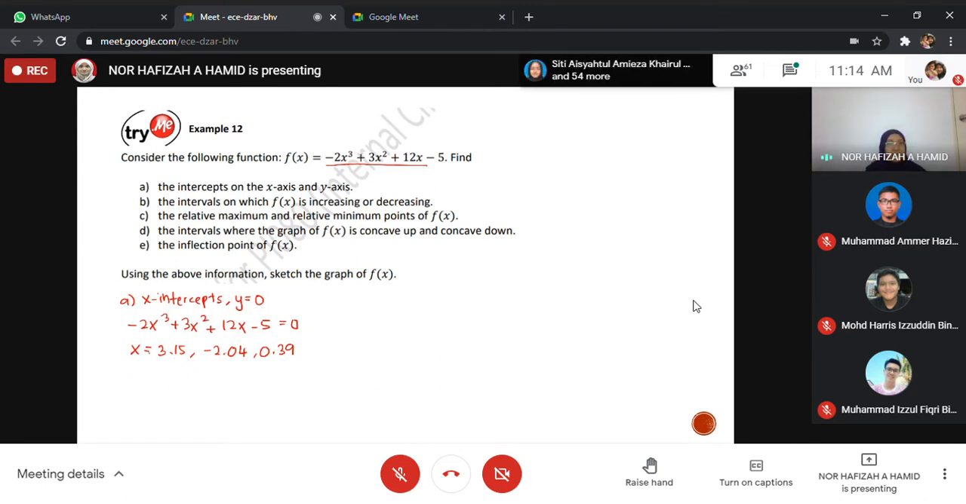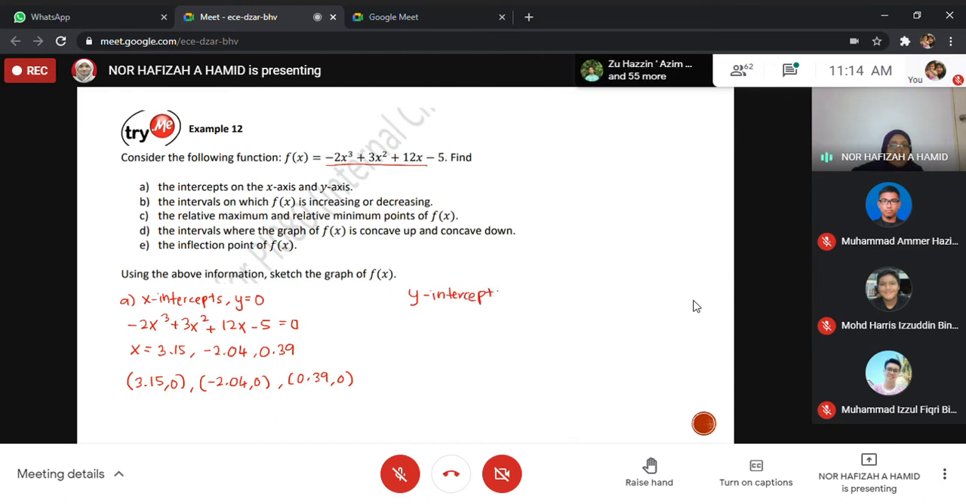So we can find the coordinates. The coordinates for the x-intercept are 3.15, 0, next we have negative 2.04, 0, and 0.39, 0. Next we find the y-intercept.